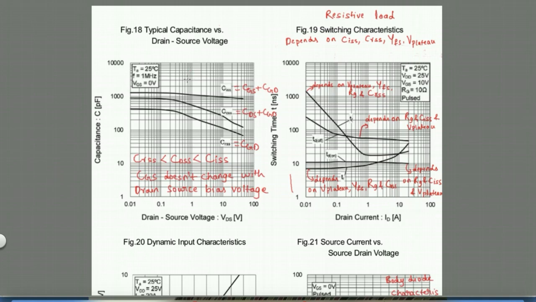Figure 18 provides the typical capacitance versus drain source voltage. It provides a plot of CISS, COSS and CRSS versus drain source voltage. CISS, as we know, is CGS plus CGD, COSS is CDS plus CGD, CRSS is equal to CGD. As we can see, CRSS is lower than COSS, which is in turn lower than CISS. CGS doesn't change with drain source bias voltage, but it does change with the gate source bias voltage. Also, these capacitances are called nonlinear exactly for this reason, because they are changing with the applied bias voltage.